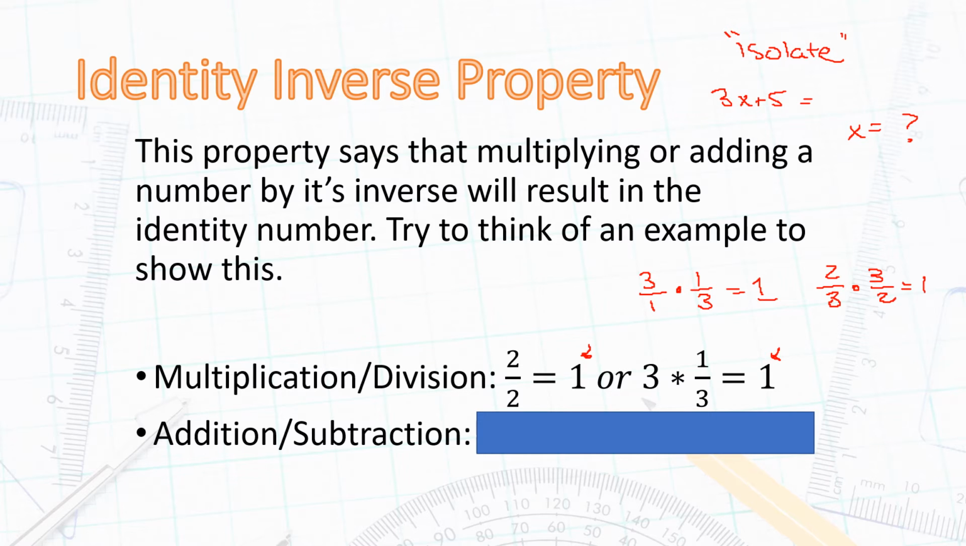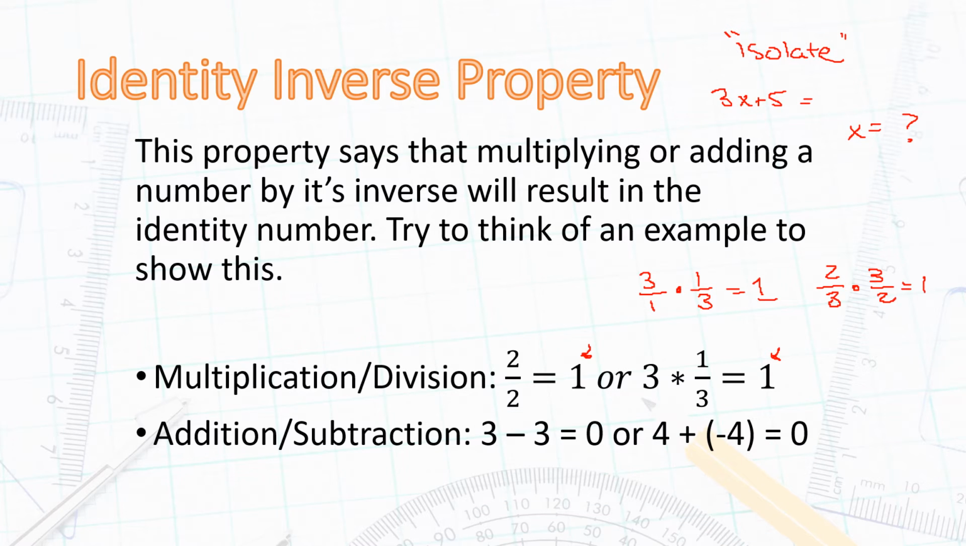For addition and subtraction, what would you have to add or subtract to a number to end up with 0? It would be itself. So if I have 3 minus 3, I get 0. So 3 and negative 3 are identity inverses of each other. So they're inverses of each other. 4 plus negative 4. So negative 4 is technically the inverse of positive 4, or we could say subtract 4. Either one works for me.